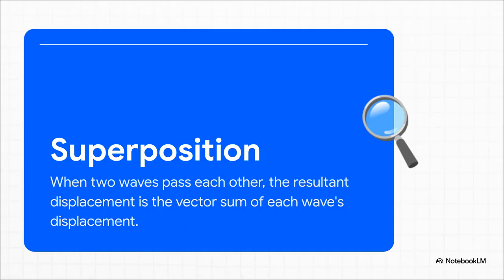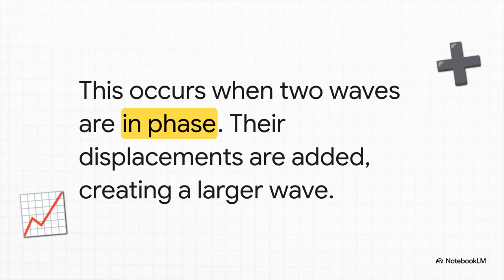Here's something wild about waves. Two of them can be in the exact same spot at the exact same time. They don't bounce off each other like billiard balls. Instead, they just add up. Their individual heights combine to create a brand new temporary wave. This is what we call constructive interference.